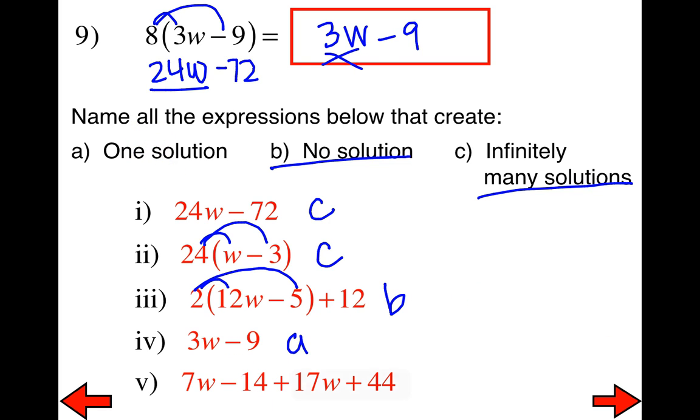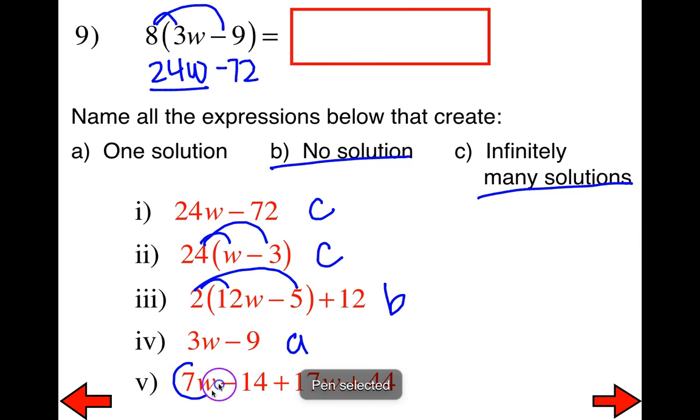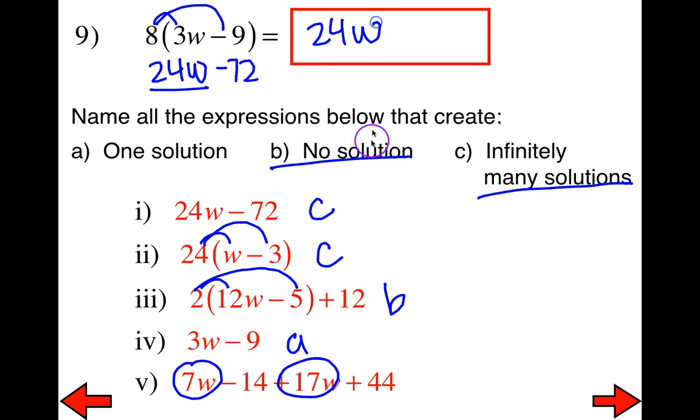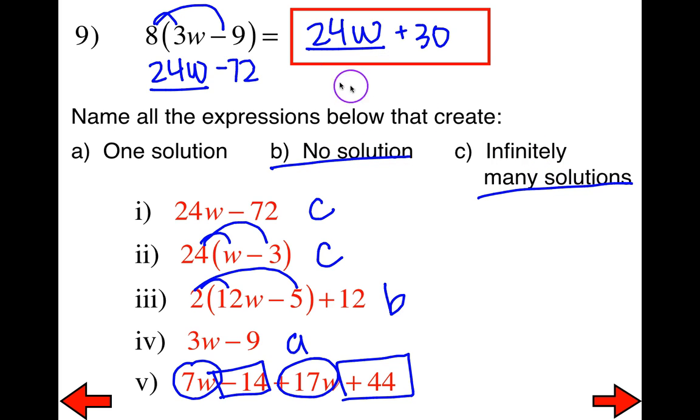Now here, let's do our very last problem. We have, let's see, 7w with a positive 17w gives me 24w. A negative 14 with a positive 44 would leave me with a positive 30. So here, the coefficients are the same. So we're thinking either no solution or infinitely many solutions. Since these expressions are not equivalent, I would say it's no solution, so that would be B. So hopefully your answers match mine. If not, please make them match.